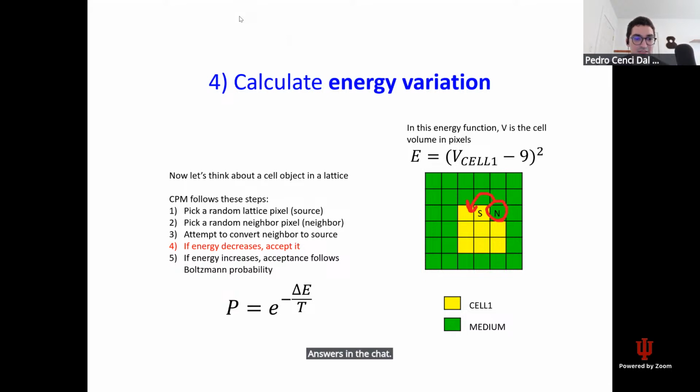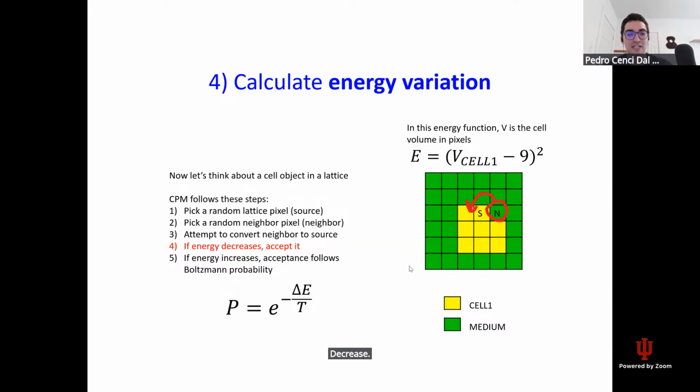Decrease, decrease, increase, increase, decrease.